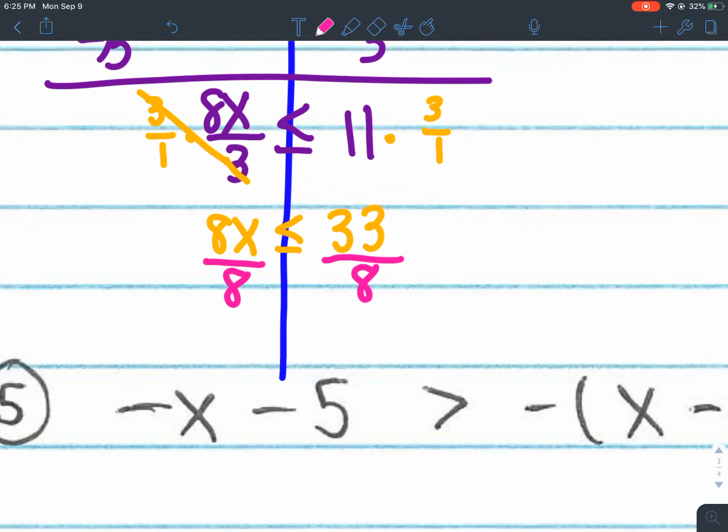Now, I'm not sure if you noticed, but we haven't divided or multiplied by a negative. So in this case, I would not flip my sign. I only do it if it's a negative number. So I have x is less than or equal to 33 over 8.